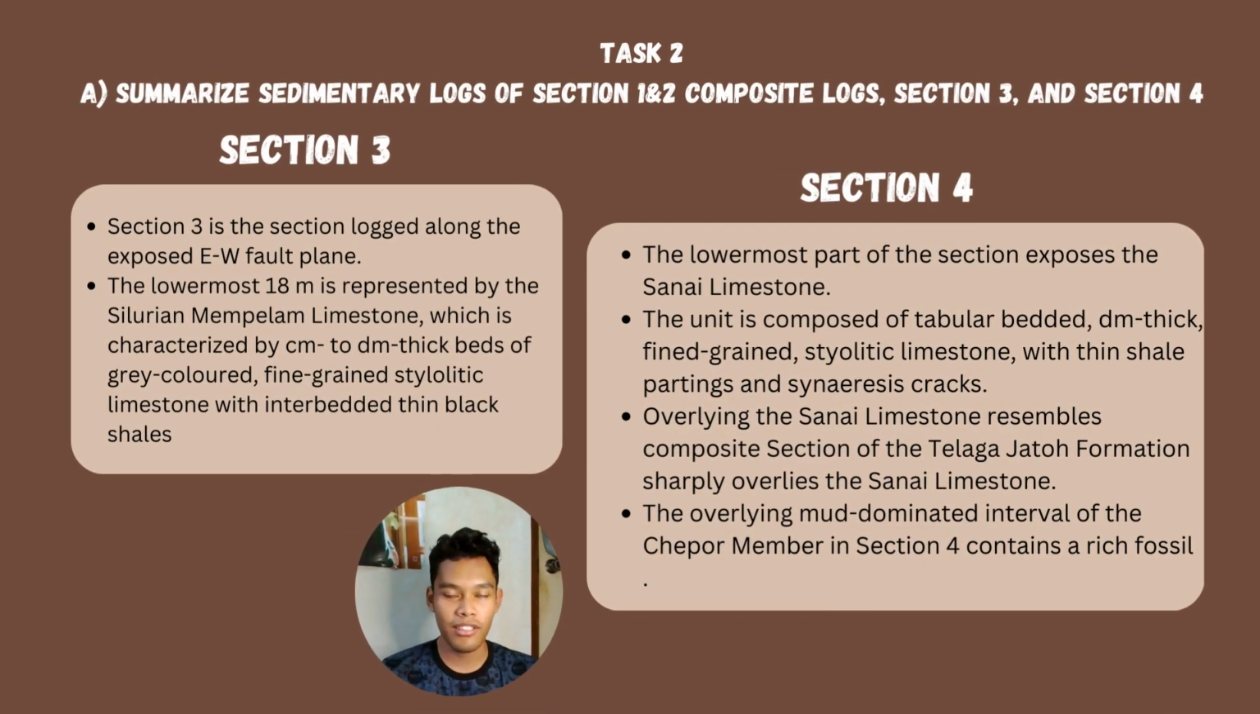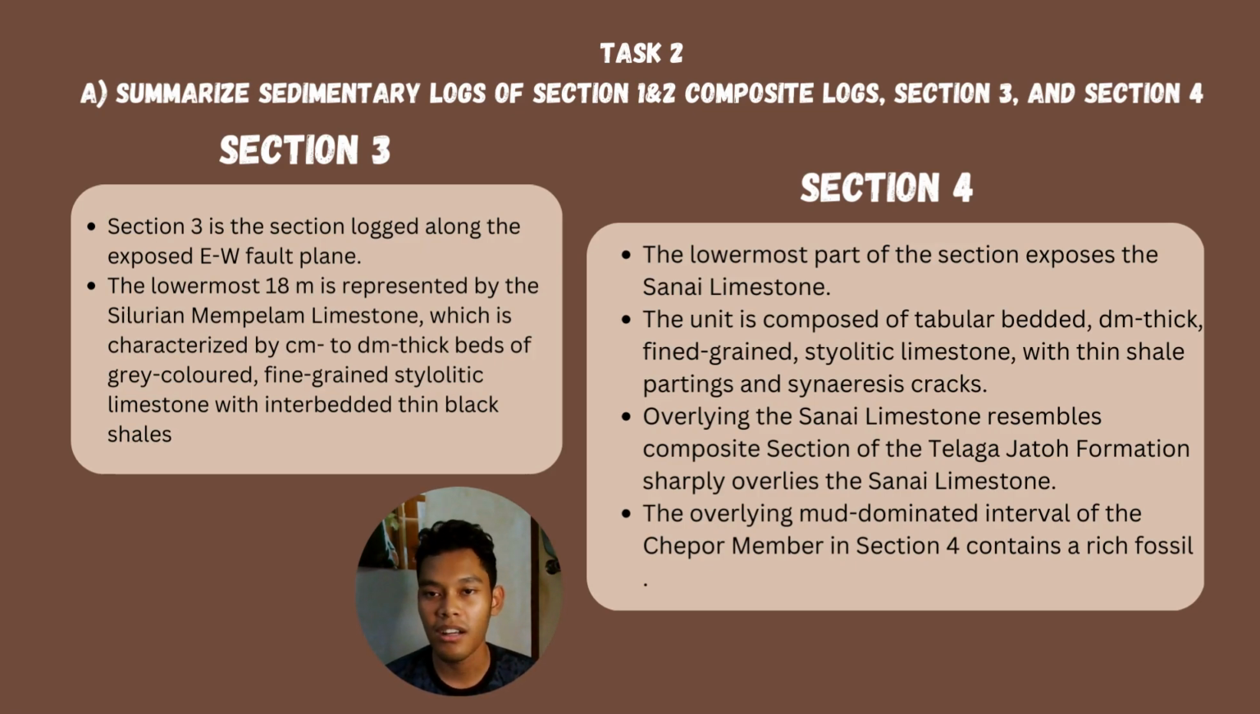Next is section 3 and section 4. Section 3 is the section logged along the exposed east-west fault plane. The lowermost 18 meters is represented by the Silurian Mempelam limestone, which is characterized by centimeter to decimeter thick beds of grey-colored, fine-grained stylolitic limestone with interbedded thin black shales.